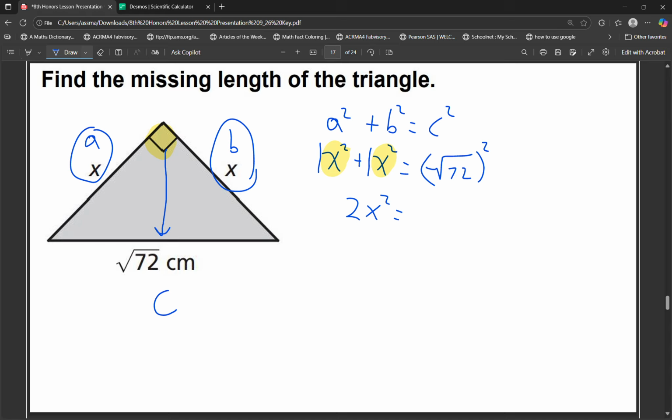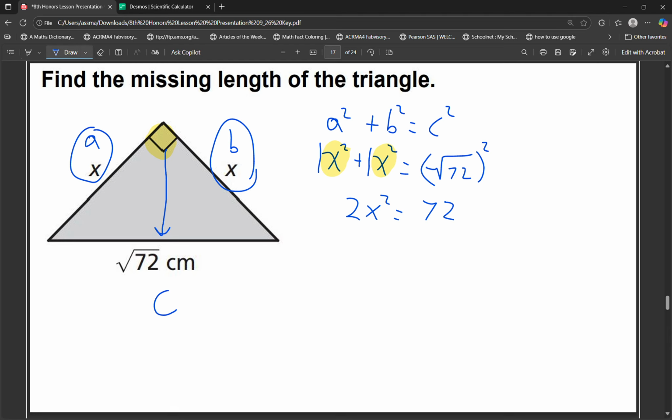And then, just like you did in the previous examples, a square and a square root are inverses, so they're going to cancel off one another. So here you'll get just plain 72. Okay, let me make that a little neater here. 72.